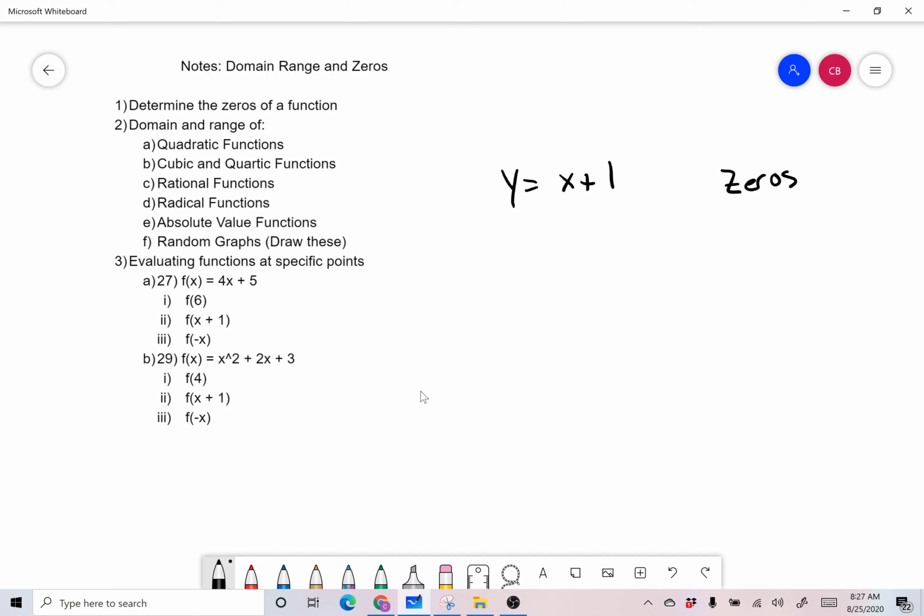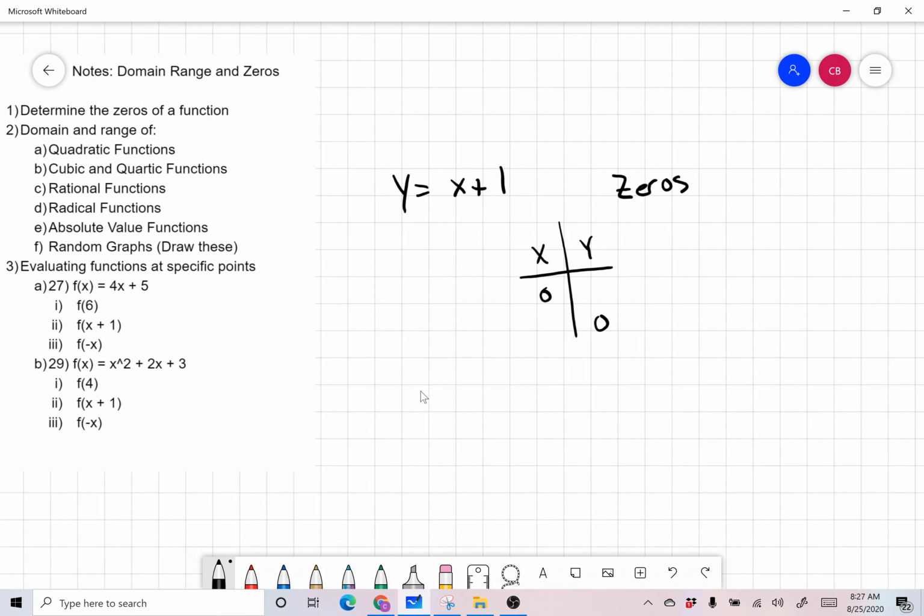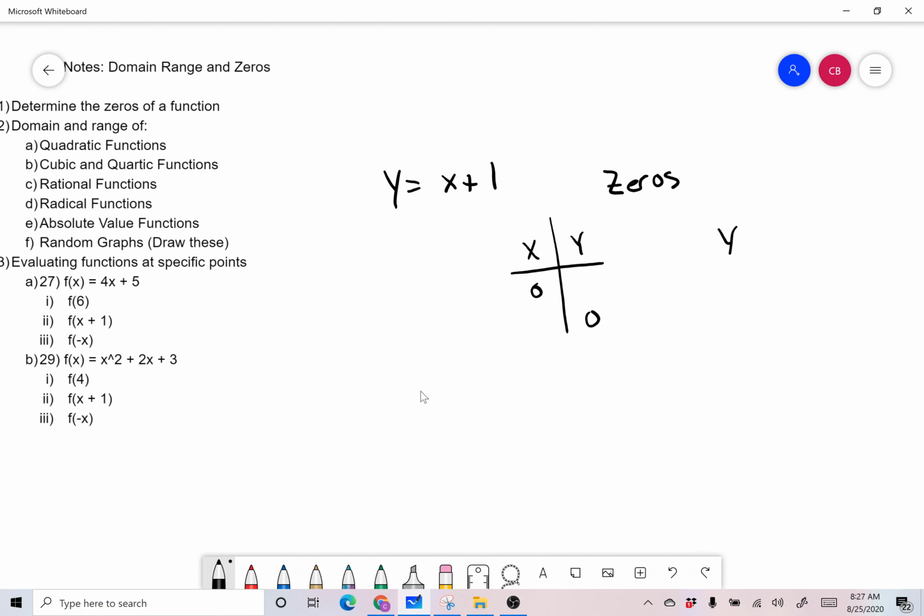then what I can do is make a little t-table. Here's your x value, here's your y value. I can set x equal to 0, I can set y equal to 0, and I can solve. So if I set x equal to 0, I have y is equal to 0 plus 1, which means y is equal to 1. So this zero would be the ordered pair 0, 1. And if I put y is equal to 0, then I have 0 is equal to x plus 1. Then I subtract the 1 and I get negative 1, 0.